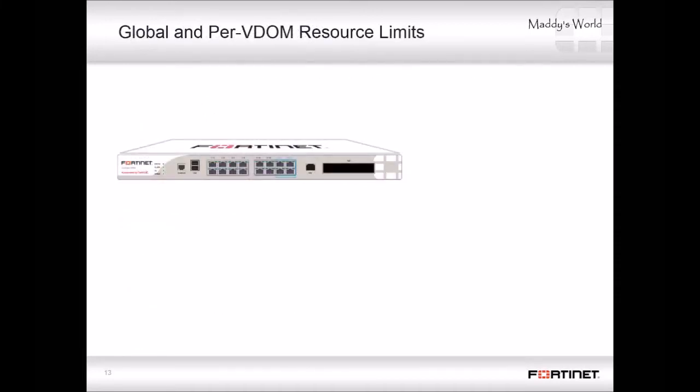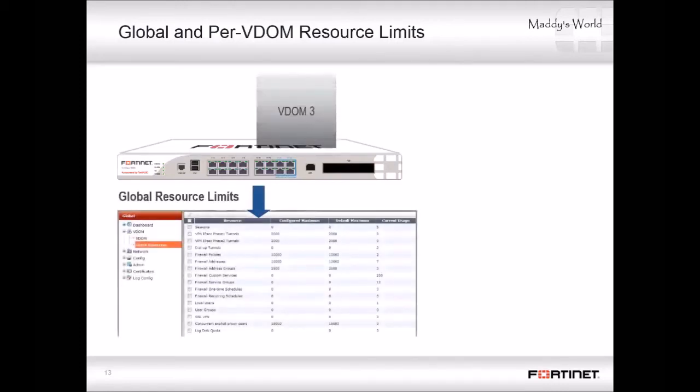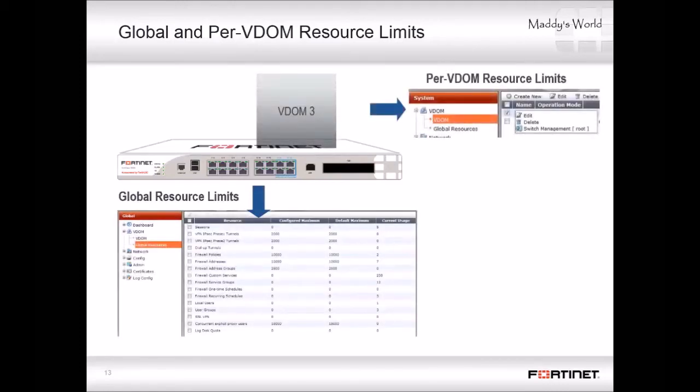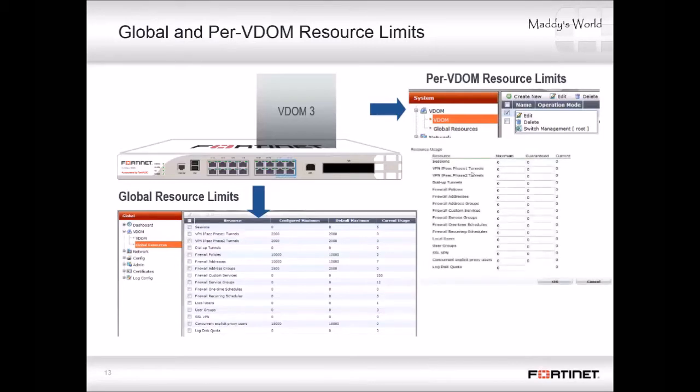For example, on this Fortigate, the hardware is powerful enough to handle up to 2,000 IPSec VPN tunnels. The Fortigate is configured with 3 VDOMs. VDOM 1 and 2 don't use IPSec VPN tunnels often and are allowed to have up to 50 each. VDOM 3, however, uses VPN extensively. Therefore, this Fortigate will be configured to allow VDOM 3 to have up to 1900 tunnels. Additionally, 1,000 of these tunnels will be guaranteed.